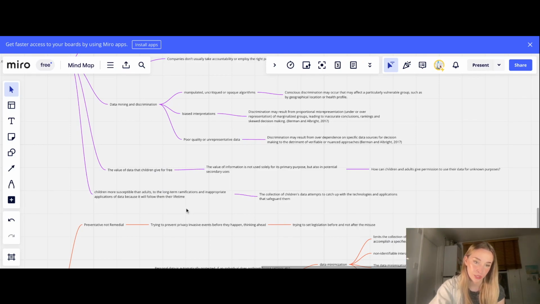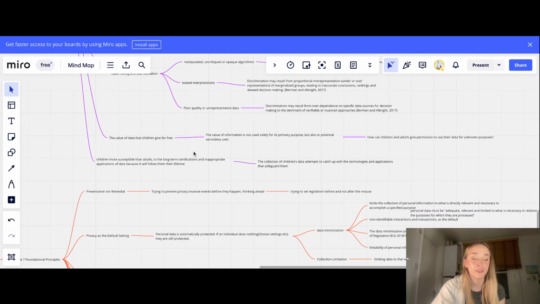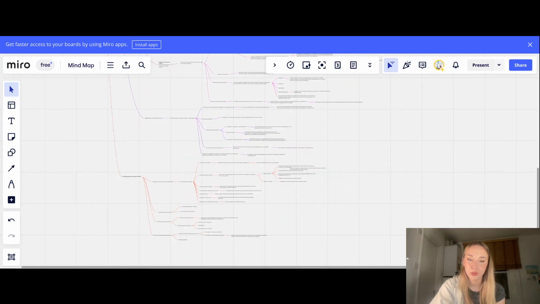The value of data that children give for free. The value of information is not used solely for its primary purpose, but also in potential secondary uses. So how can children and adults give permission to use their data for unknown purposes? Children are more susceptible than adults to the long-term ramifications and inappropriate applications of data because it will follow them their lifetime. The collection of children's data attempts to catch up with the technologies and applications that safeguard them. Legislation and safeguarding procedures usually, unfortunately, come after, but we're going to describe in the next and final block things we can do to avoid that.